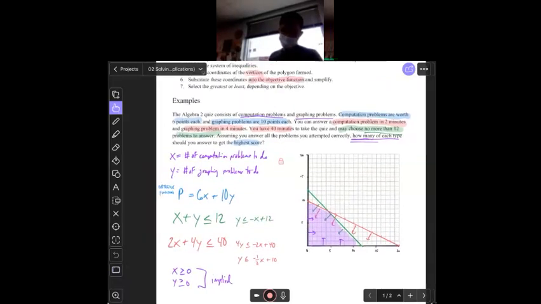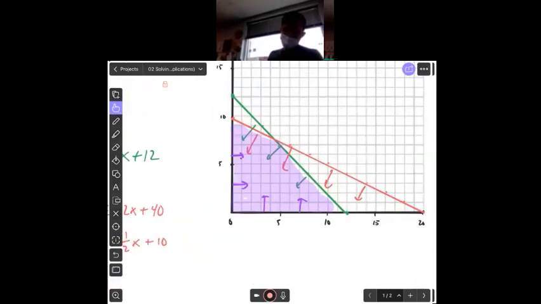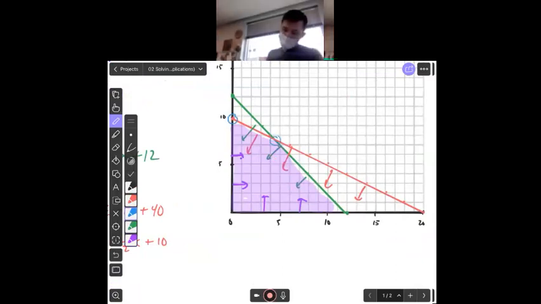So we've graphed. Now we want to find the coordinates of the vertices. Remember, a vertex is a corner of the shape. So we very specifically go and look at the corners. So right here, right here, right here, right here.